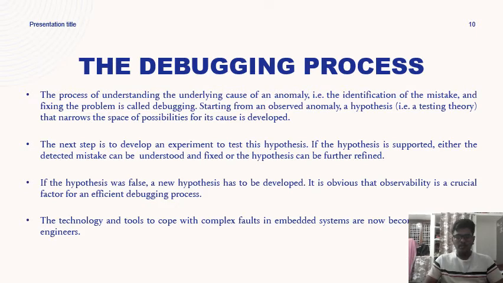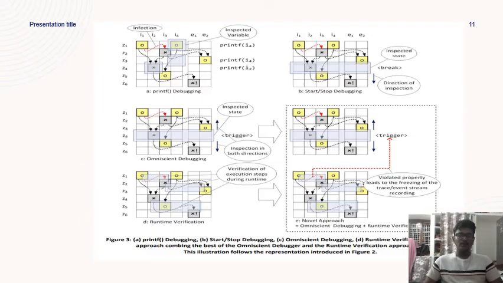It is obvious that observability is a crucial factor for an efficient debugging process. The technology and the tools to cope with complex faults in debugging embedded systems are now becoming available to engineers.